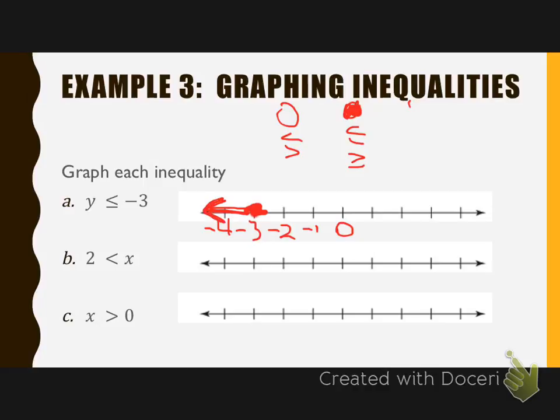Okay, so let's look at our next example here. We've got 2 is less than x. Well, let's put 0 here again. Here's 1, here's 2. So less than is an open circle. Now we've got to determine, are we going to the right or left? 2 is less than. So let's see, would 1 work? 2 is less than 1? No, that's not true. How about 3? Is 3 greater than 2? That's true. So the arrow's going this way.